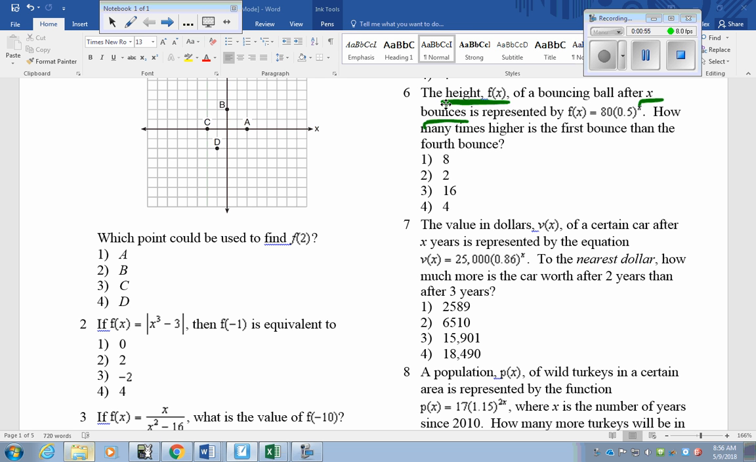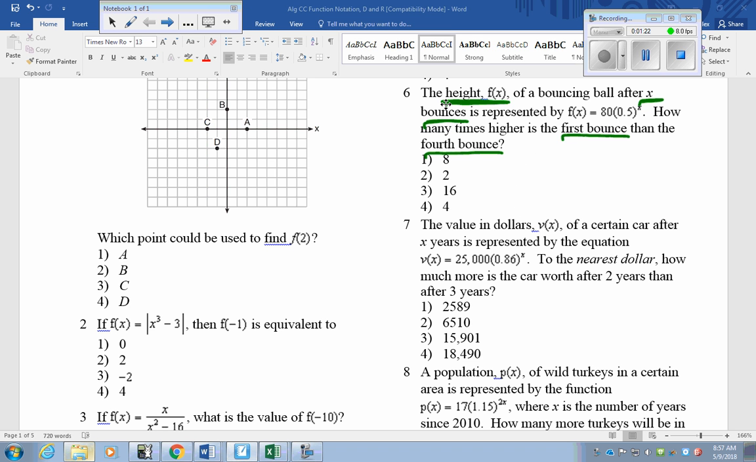What that means is they want us to figure out how many times higher the first bounce was than the fourth bounce. Generally, if you have a ball that bounces, it tends to bounce high at first, and then it starts dying off, and eventually it'll just keep rolling. We're going to use that idea to help us figure this out.